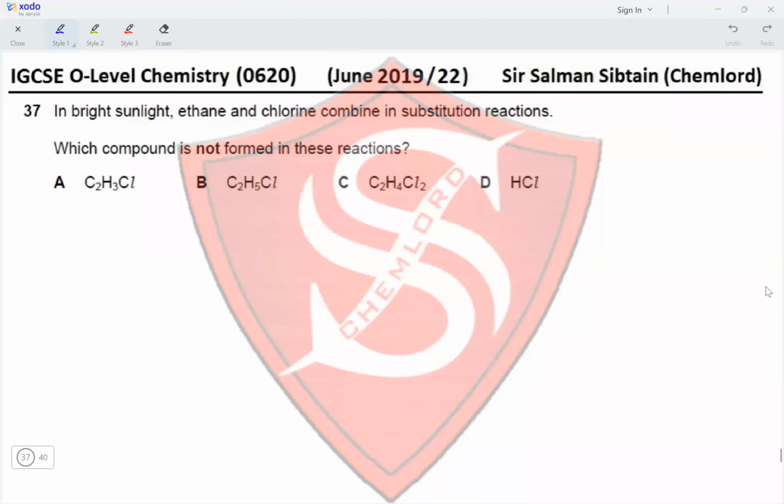Question 37. In bright sunlight, ethane and chlorine combine in substitution reactions. Which compound is not formed in these reactions? So if we have one chlorine being substituted onto ethane, it should be C2H5Cl and not C2H3Cl. So this is incorrect. C2H5Cl is correct. If we have got two chlorines substituting, it should be C2H4Cl2. This is correct. And the hydrogen that is removed combines with chlorine to produce HCl. So the correct option for this question is option A.